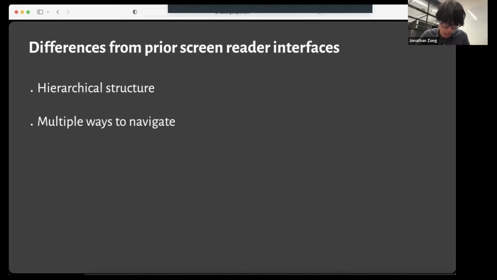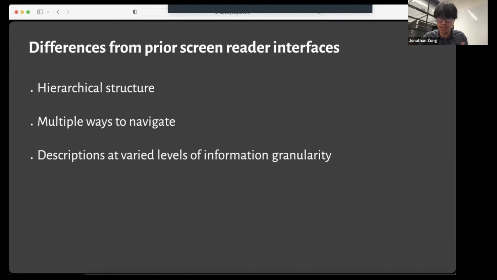Our prototype had multiple ways to navigate. So you could navigate along this hierarchical structure, going up and down, left and right. You could navigate spatially, as if you were feeling around this visualization, up and down the grid. And you could also jump directly to locations if you didn't want to figure out your arrow key situation, but had a location in mind.